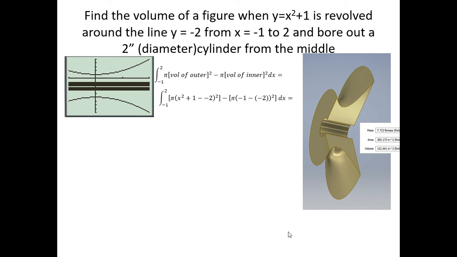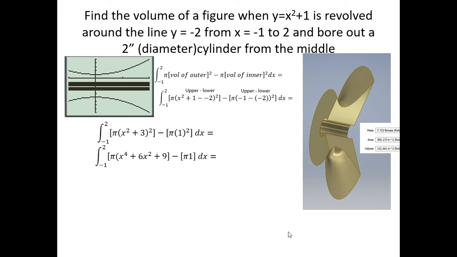Bore out a 2-inch diameter circle. Okay, we're at -2, so you can move 1 up. -1 minus a -2. And then we're going to subtract it because we don't want to count that. We're going to actually bore out or cut out the other portion. It's still the upper minus the lower. And remember, we wanted a diameter in the middle that we're going to bore or drill out. So the radius is 1.